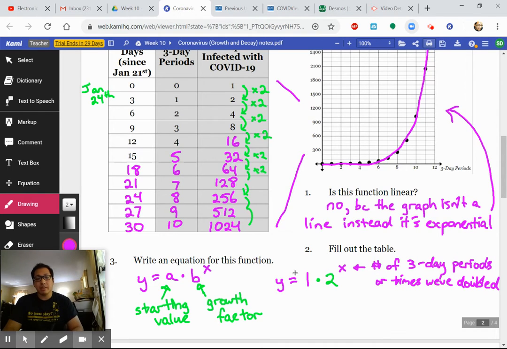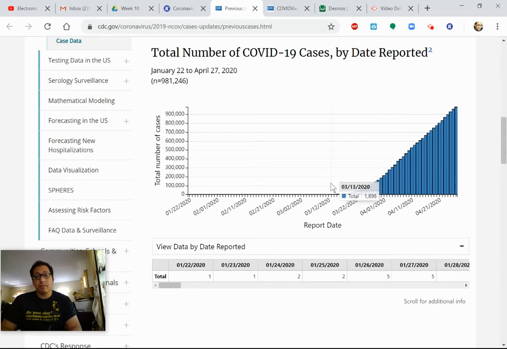So we could write this model that says y is the number of people infected. We could model the number of people infected by saying that y is equal to 1, starting with one person, times 2, because we double that every 3 days. So x is the number of times we've doubled, the number of 3-day periods. And you could look at the data and actually show that.